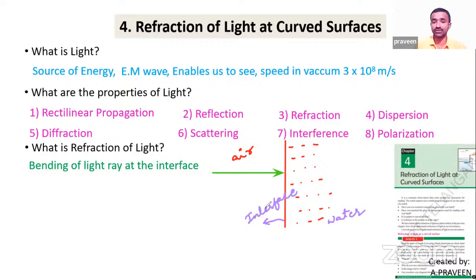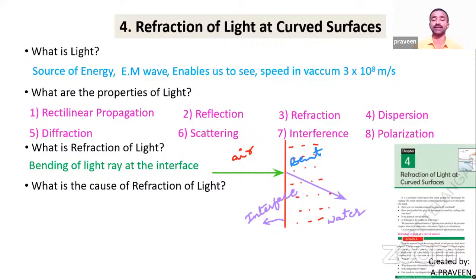So at the interface, the light ray is changing its medium, and we can see it bend and go in a different direction. If the light ray is observed to propagate in this direction, it is bent at the interface. This phenomenon is called refraction. Bending of a light ray at the interface is simply refraction. Then what is the cause of refraction of light?